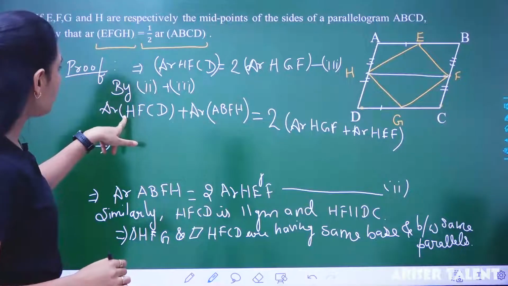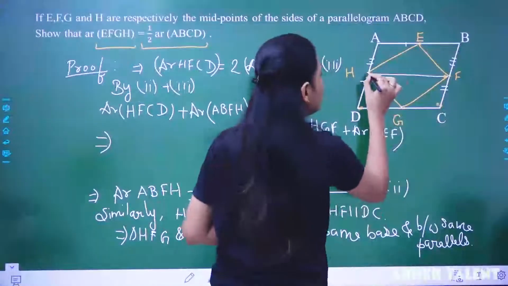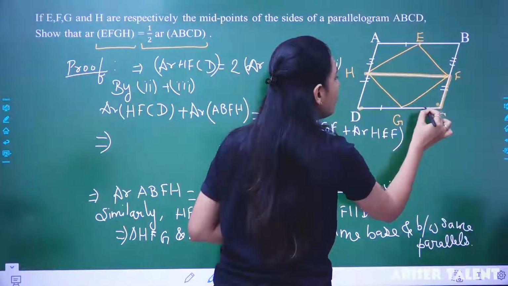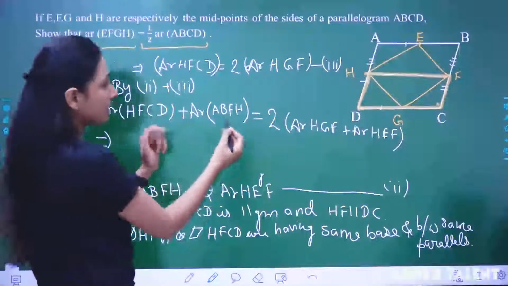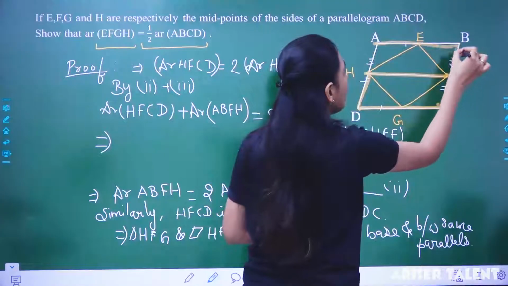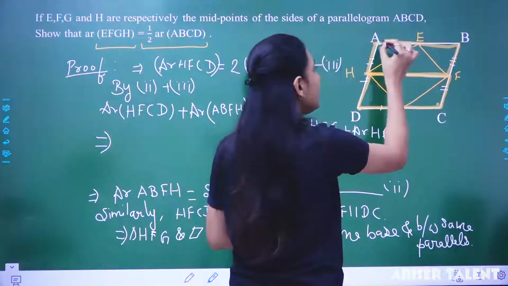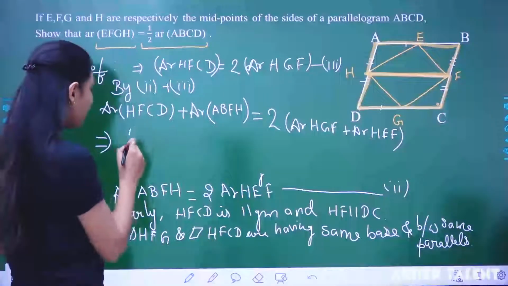Not area EFCD but HFCD. Okay, so HFCD. So, these are the 4 points. So, first we are having this area and in addition we are having this ABFH. So, we are having basically this area. So, the complete area is ABCD.